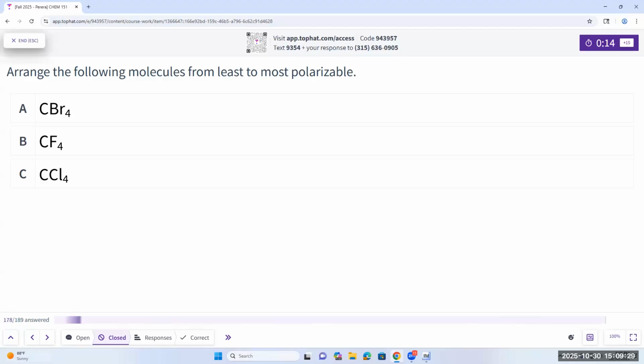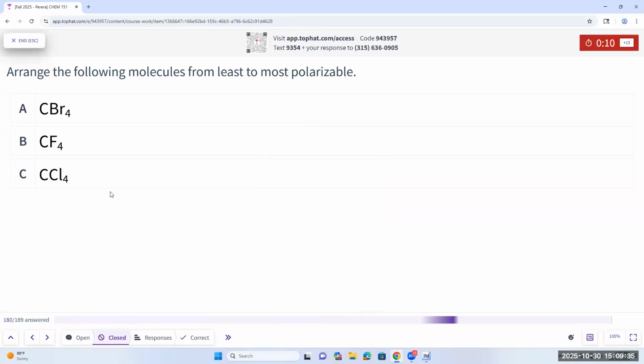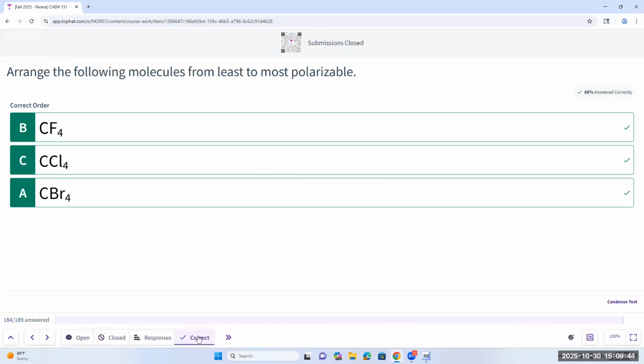All right, I'm going to close this question now. And we know the higher the number of electrons, the higher the polarizability. So here are our responses. Most of us said this, and that's the correct answer as well. CF4 is least polarizable. It has the least number of electrons, and it is the smallest molecule over here.